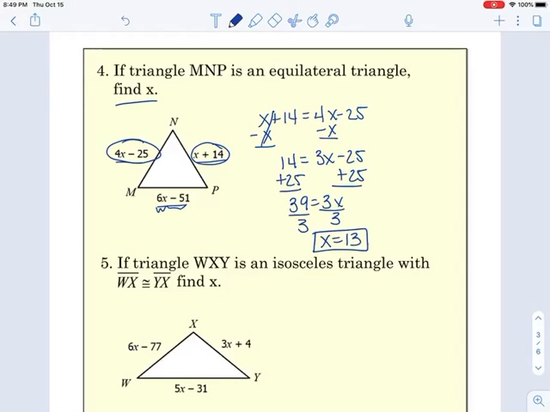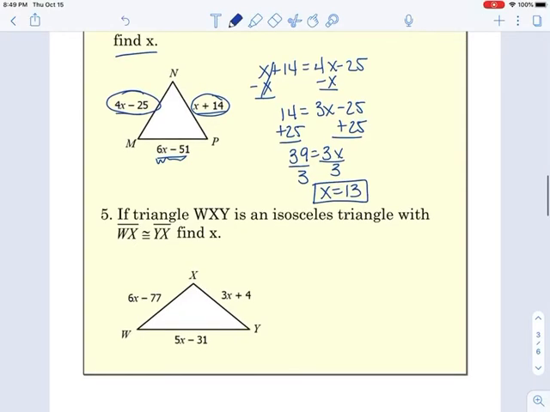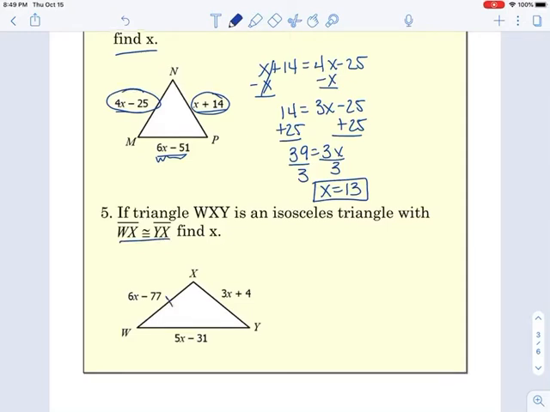For number 5, if triangle WXY is an isosceles triangle with WX congruent to WY, find x. This time, unlike the problem that we just did, it does matter which two you set equal to each other. An isosceles triangle only has 2 sides that are equal, not 3. And they're telling you right here which 2 sides are equal. So I cannot use that 5x minus 31 in any way, shape, or form in this equation. It's only going to be the 3x plus 4 that's equal to the 6x minus 77. So 3x plus 4 equals 6x minus 77.